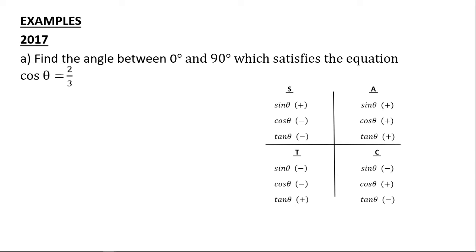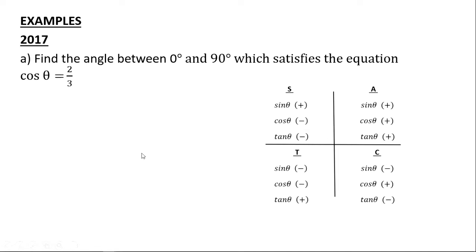Now, when you are looking at trigonometric equations, all the trigonometric functions are positive in the first quadrant. In the second quadrant, only sine is positive, cos and tan are negative. In the third quadrant, only tan is positive, sine and cosine are negative. In the fourth quadrant, only cosine is positive, sine and tan are negative. So they move in an anticlockwise direction like that.